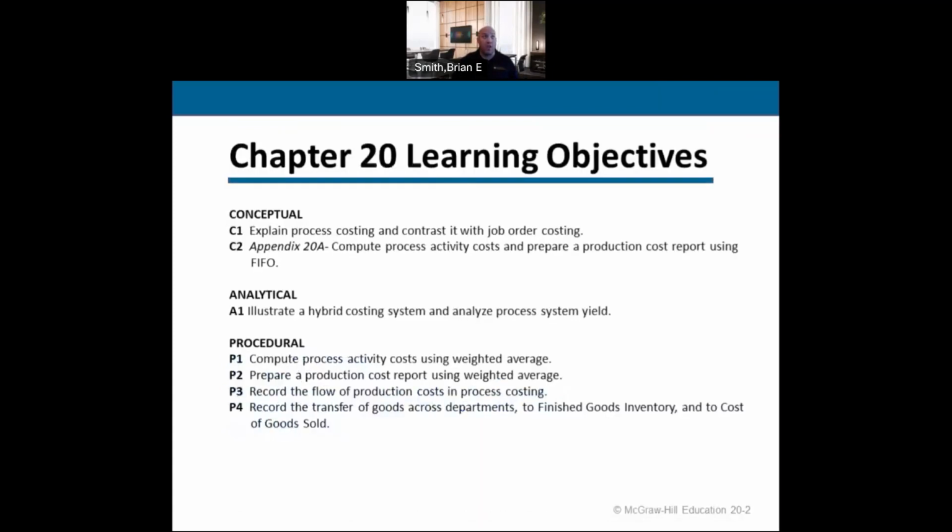All right, here are your learning objectives. Feel free to pause the video. We're not going to get into Appendix 20A. I'm not going to teach you the FIFO method. It's going to be the weighted average method that we're going to use to identify our equivalent units of production, and we'll get into that in a minute.